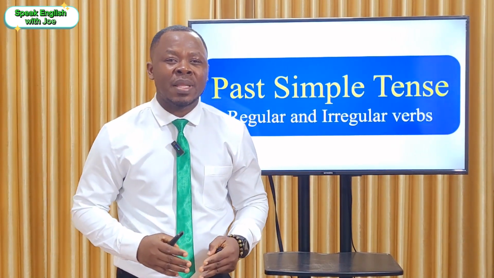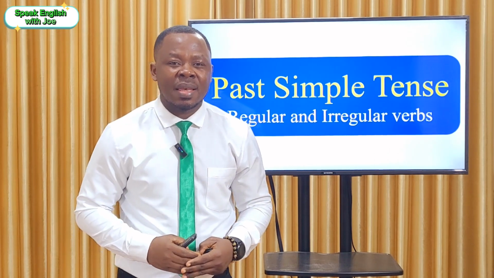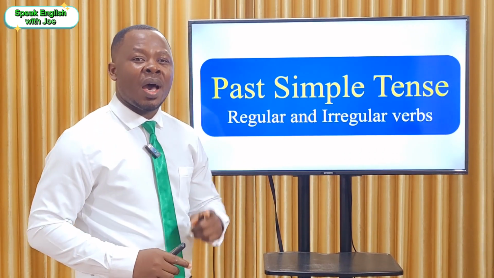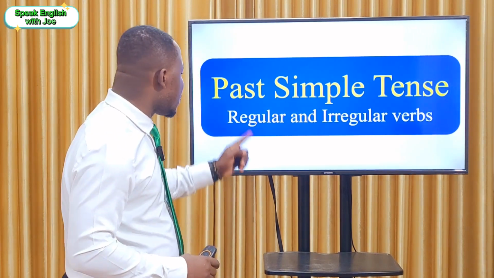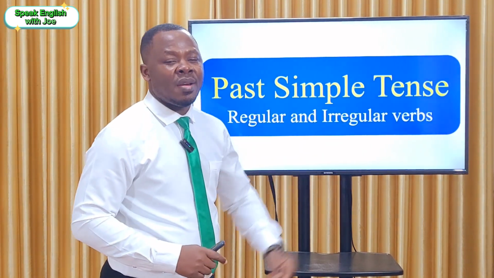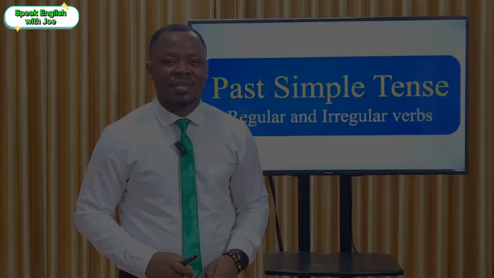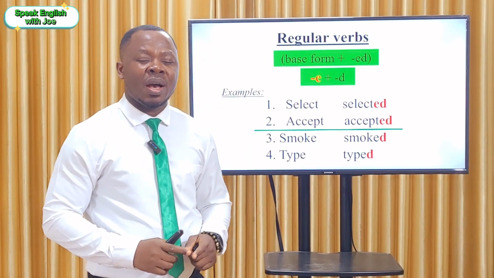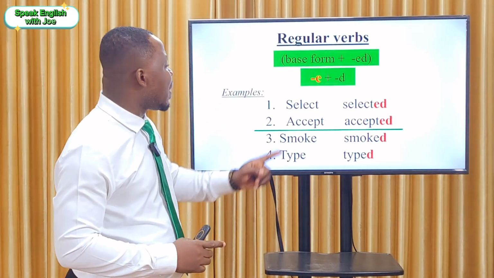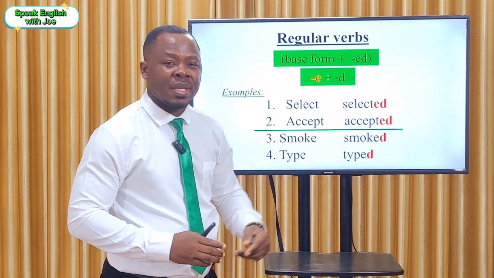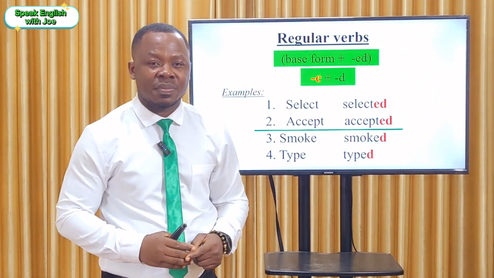Now, the past simple tense can be used to explain general states, actions and habits, but in this video our focus is going to be on regular and irregular verbs. So first, we are going to look at the spelling patterns of regular verbs in the past simple tense.